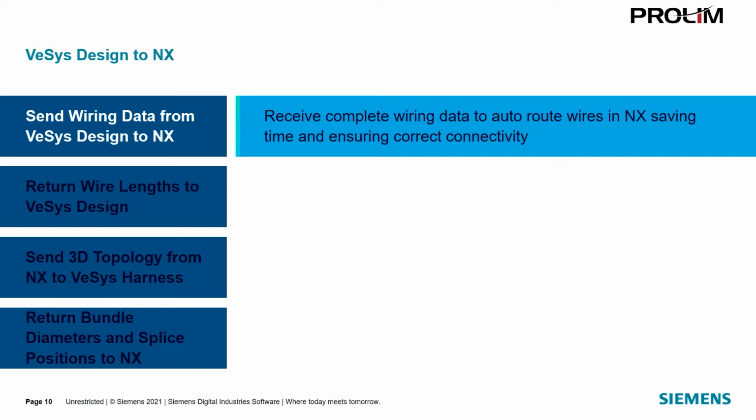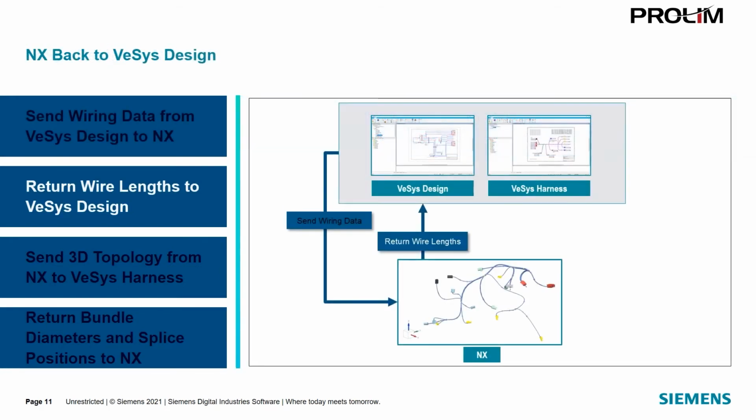This saves the mechanical designer a considerable amount of time, avoiding the error-prone task of doing it manually, and also helps ensure the connectivity is an accurate representation of our VSys-created wiring diagram. Now that the wires have been routed in NX, they have accurate lengths according to the physical routing. This is valuable information for electrical designers who can utilize it to conduct additional analysis and further verify electrical behavior.